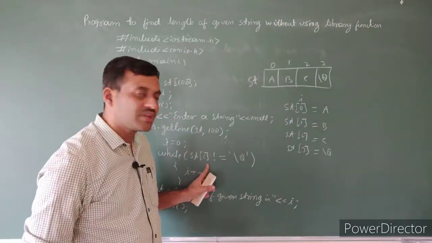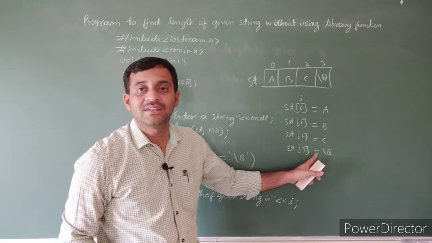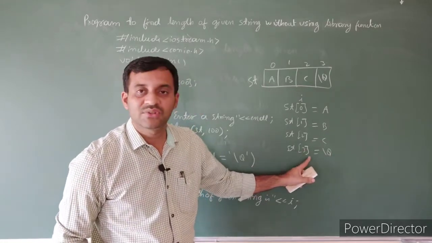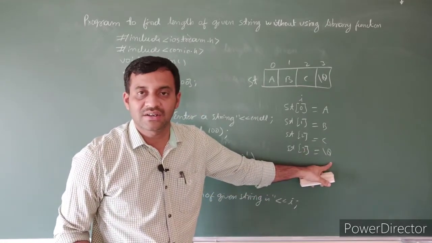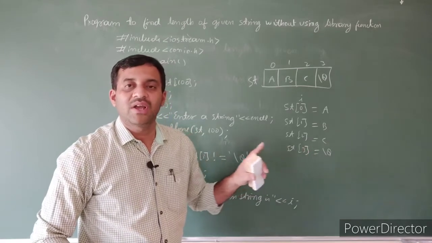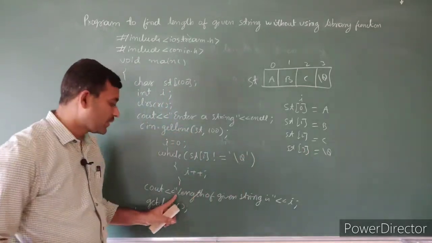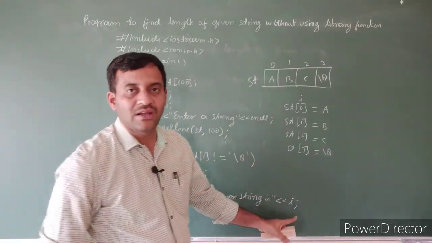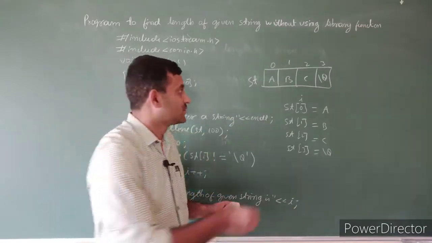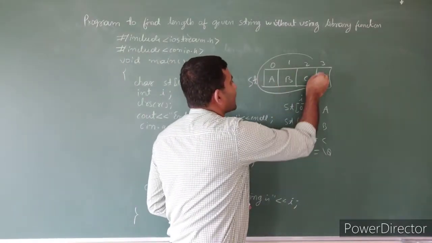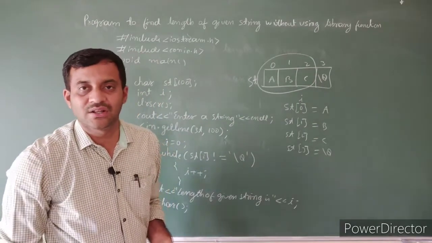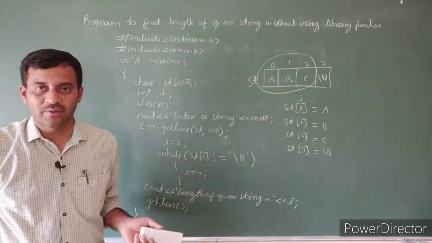But st of 3 not equal to null returns false, because in st of 3 we have a null character. What is the value of i? The i value is 3. We just have to print the length of the given string as the i value. Now the i value is 3, so the string has 3 characters. This is the logic behind the program.